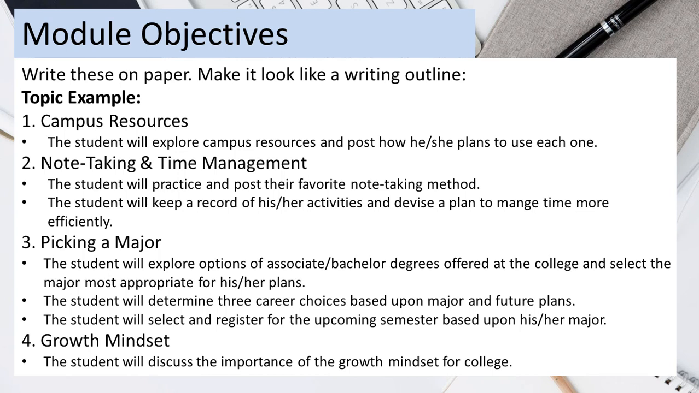So in this topical example, my first module is named Campus Resources. The student will explore campus resources and post how he or she plans to use each one. Module 2 is going to be note-taking and time management. The student will practice and post their favorite note-taking method. The student will keep a record of his or her activities and devise a plan to manage time more efficiently. So these are the exact same topics that we're covering, these exact same objectives. I've just organized them differently. One potential way is doing it through chronological order. Another potential way is doing it through topics.